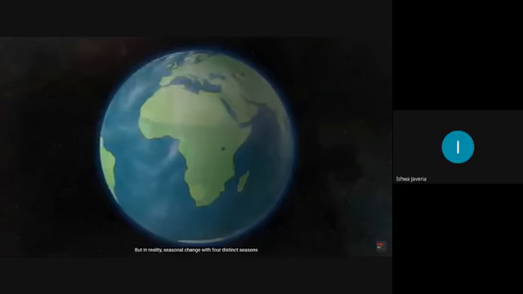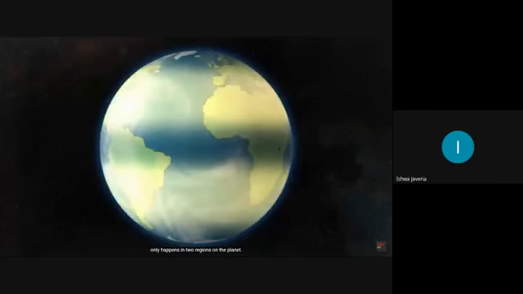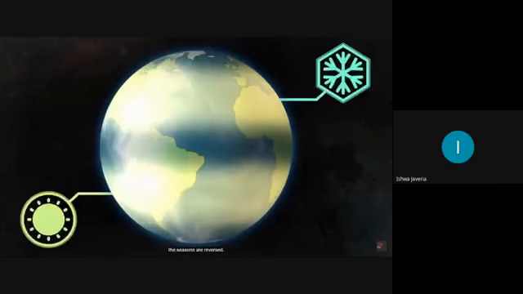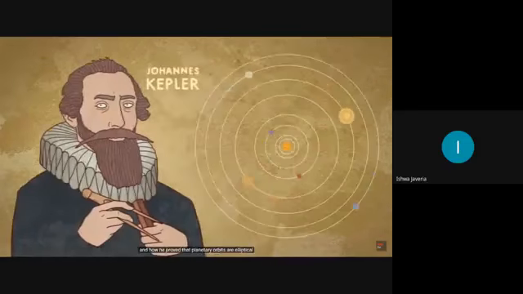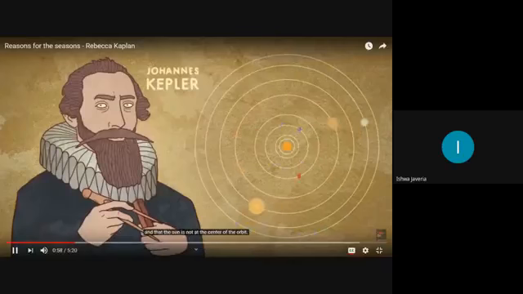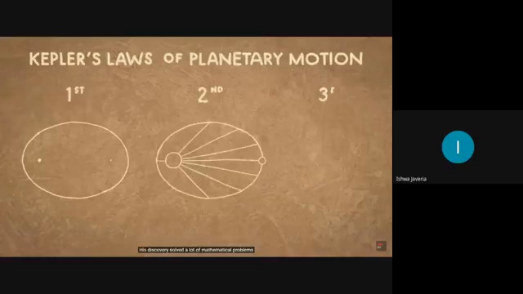But in reality, seasonal change with four distinct seasons only happens in two regions on the planet, and even in those two, the seasons are reversed. But why? A lot of people have heard of an astronomer called Johannes Kepler and how he proved that the planetary orbits are elliptical and that the sun is not the center of the orbit. It was a big deal when he figured this out several hundred years ago. His discovery solved a lot of mathematical problems that astronomers were having with planetary orbit measurements.